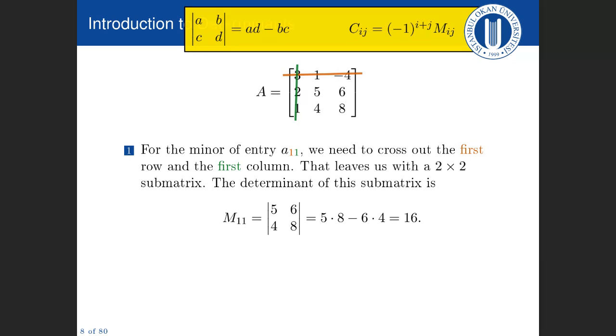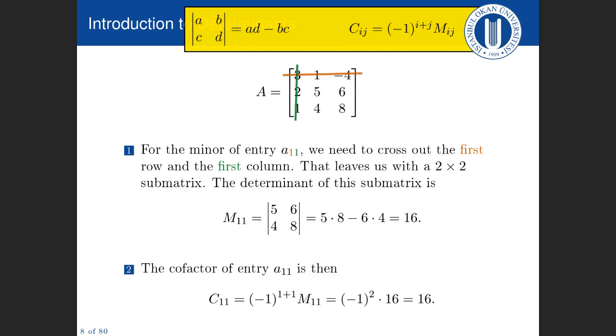And then I want to find the cofactor of entry A11. So using the formula in the yellow box at the top, it's going to be minus 1 to the power i plus j. For us, i is 1 and j is 1, so it's minus 1 to the power 1 plus 1 of M11. So minus 1 squared multiplied by 16, which is 16.